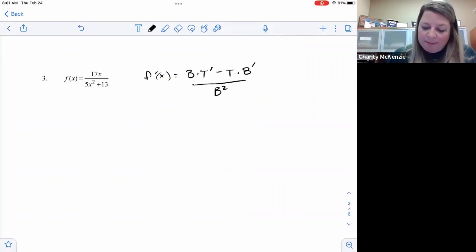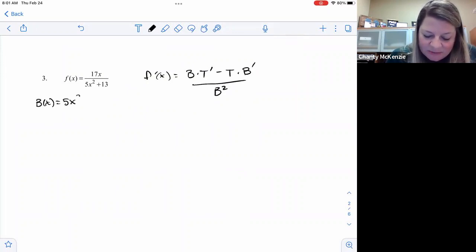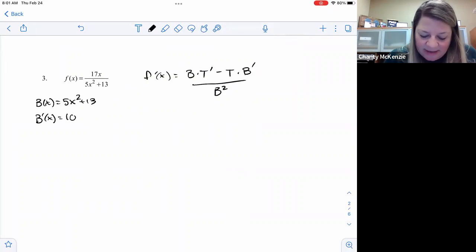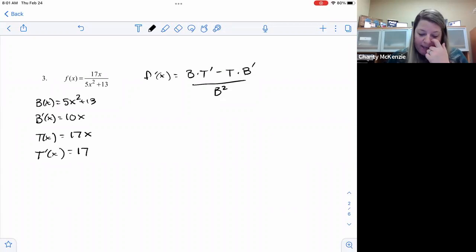Okay, so let's go ahead and do our bottom, which is going to be 5x squared plus 13. What's the derivative of that bottom? Well, 2 times 5 is 10x, and then the 13 drops off. So then the top original is 17x, and the derivative of the top is just 17. Okay, now we have our 4 things, right? So we can put them in.